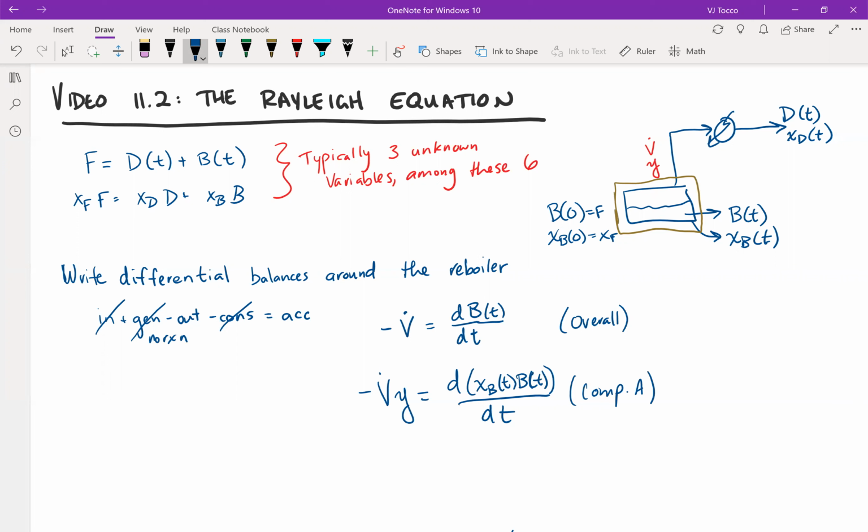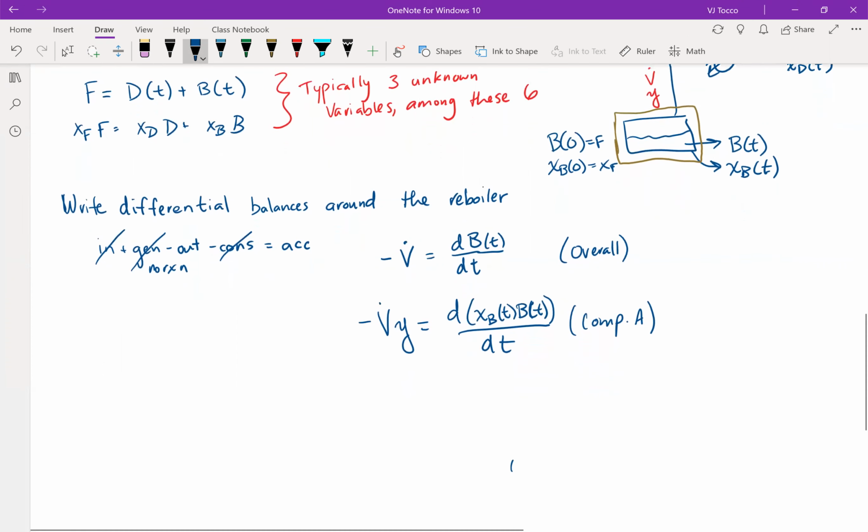And now we have 2 differential equations that we can rearrange in order to solve. So I'll start the analysis by looking at the component A material balance and recognizing that we can do, I call it the chain rule, but I learned calculus in a weird way, or my calculus teacher had the rules mixed up. So I've been informed by students that this is actually the product rule, where you keep one variable constant and you take it out of the derivative term, and then you take the other derivative. So this right-hand side, minus v dot times y is equal to xB dB/dt plus B dxB/dt.